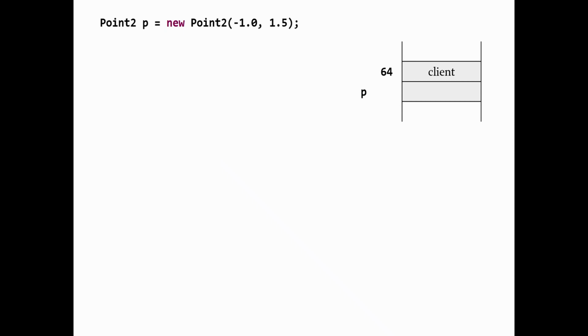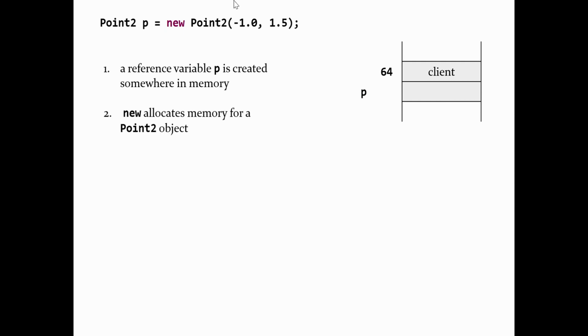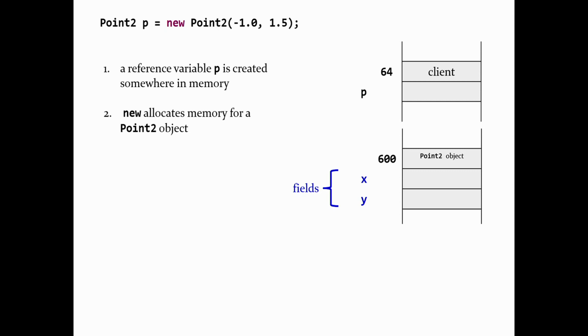Okay, so what happens when you call this constructor? When you write Point2 p = new Point2 and so on, that line of code causes a variable p to appear in memory. So your reference variable p gets created somewhere in memory. Doesn't matter where, as long as it's empty. Remember what new does. New allocates memory for our Point2 object. So somewhere in memory, our Point2 object appears. When that object appears, it's just a copy of the class, so whatever fields the class has, this object now has. So our Point2 object has an x and a y field.